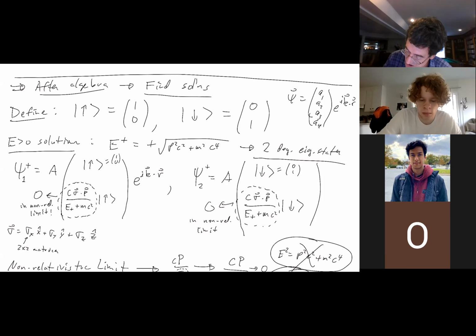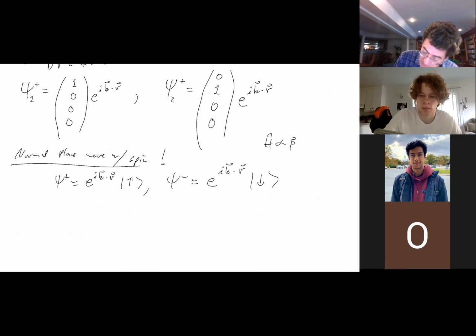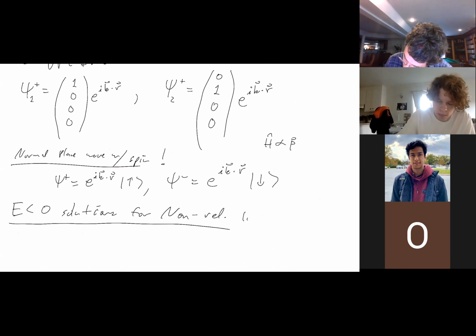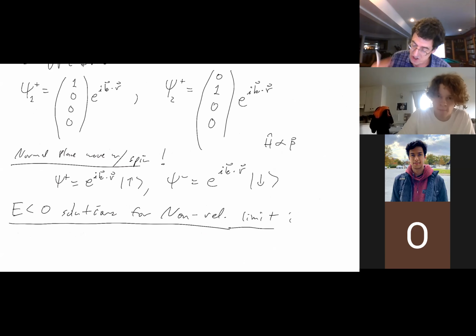But let's still stick with the non-relativistic solutions. Those are the positive energy solutions. Now let's do the negative energy solutions. The negative energy solutions for the non-relativistic limit are going to be this. You can already guess, so let's not go through all the math. I'm going to skip the math and jump right to the solution.